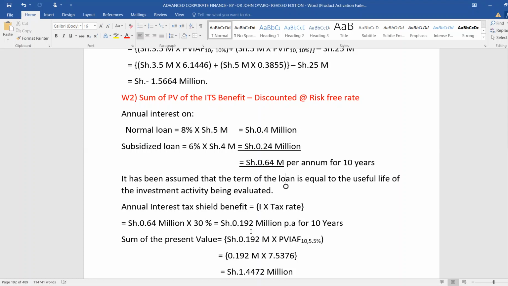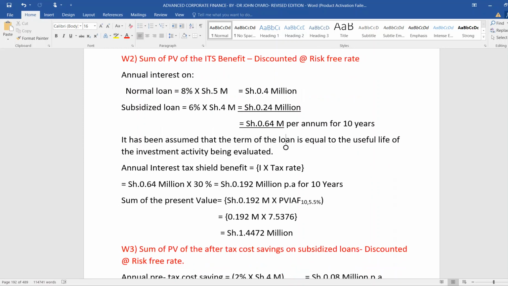Is 0.192 million the interest tax shield per year? Yes, 0.192, so per year for 10 years. That is an annuity. So multiply by the present value interest annuity factor for 10 years. This is discounted at the risk-free rate of return. From the question, we know the risk-free rate is 5.5%.